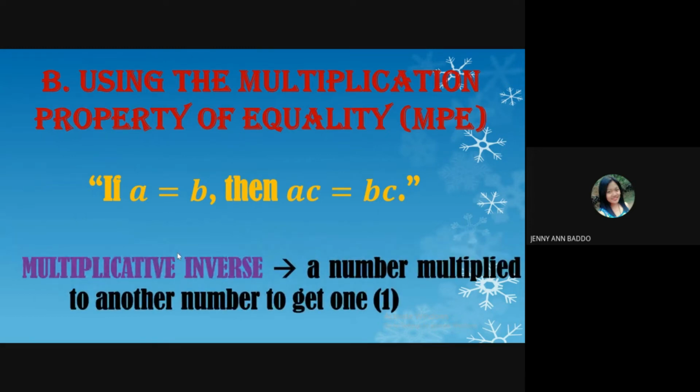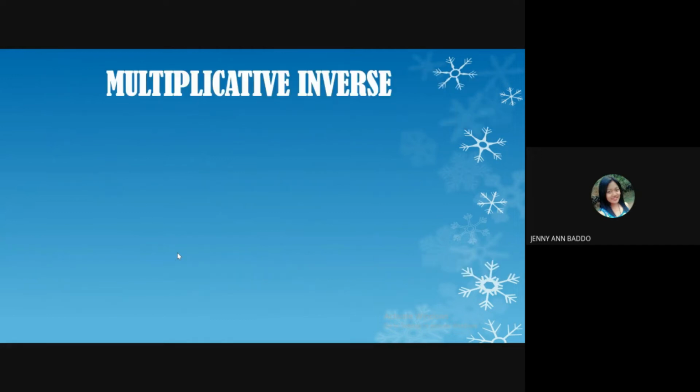Now, in using the MPE, you should familiarize yourselves with finding the multiplicative inverse of a number. When we say multiplicative inverse, it's a number multiplied to another number to get 1. Let us have examples. 7: its multiplicative inverse is 1 over 7. For negative 3, its multiplicative inverse is negative 1/3.